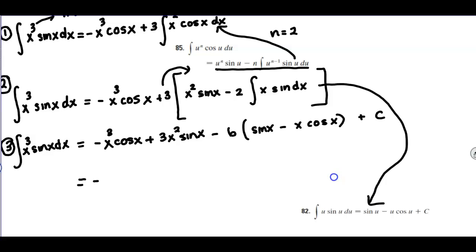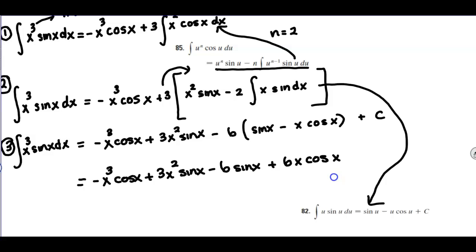And so distributing, we get negative x cubed times the cosine of x, plus 3x squared sine x, minus 6 times the sine of x, plus 6x times the cosine of x, plus c.